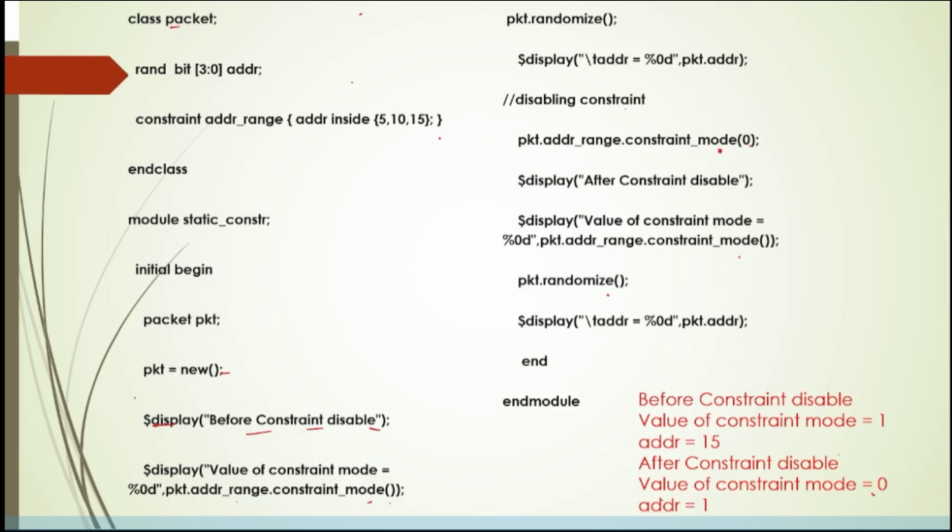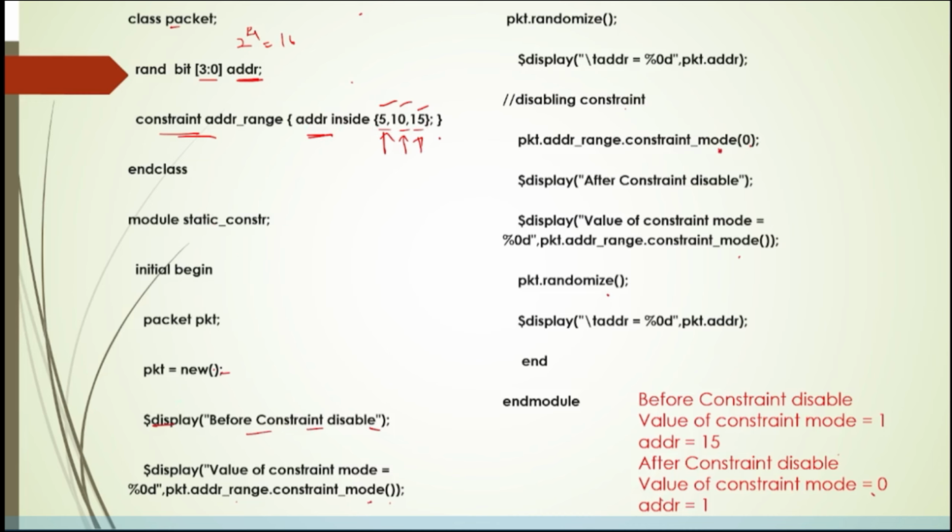Now if you see the example here, this is my address. Now I'm writing the constraint. So what should be my address value? It should be either 5, 10, or 15. So this is my limitation. This is 3 down to 0, that means it will have 2 power 4, that is 16 values. Within 16 values I only want these three values to be randomized. So I'm just giving it as address inside.